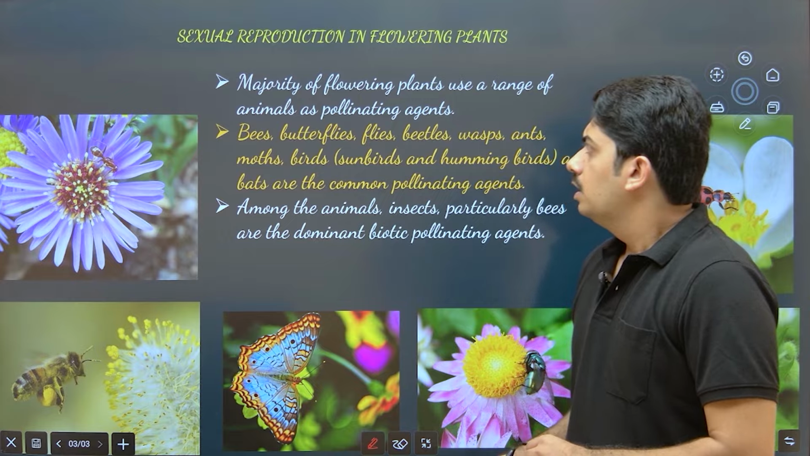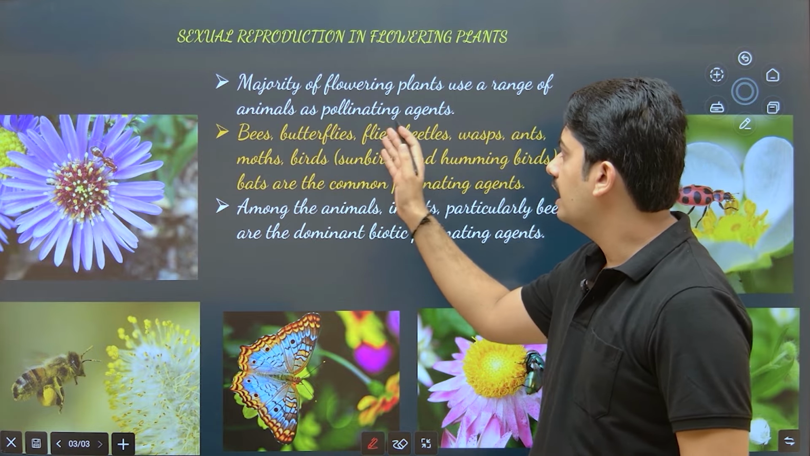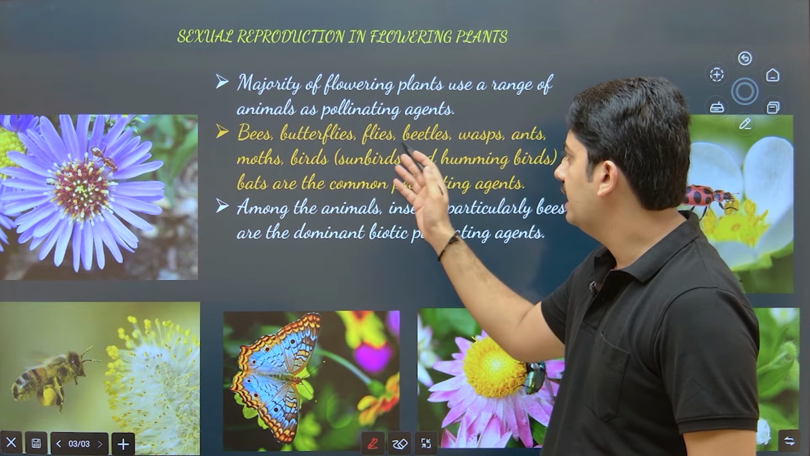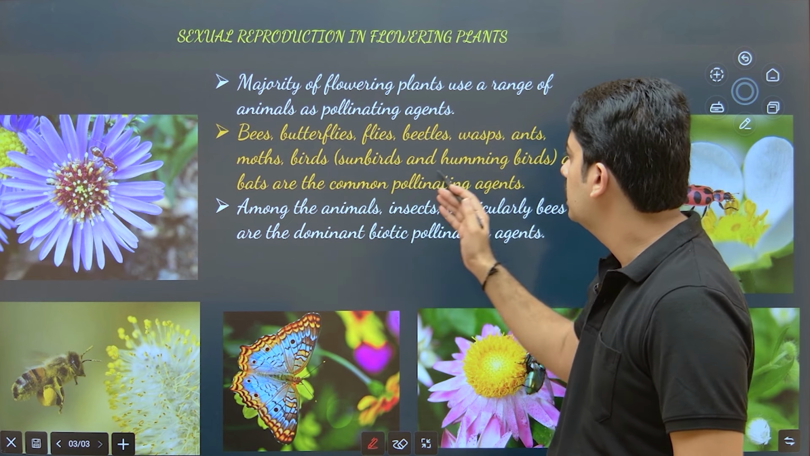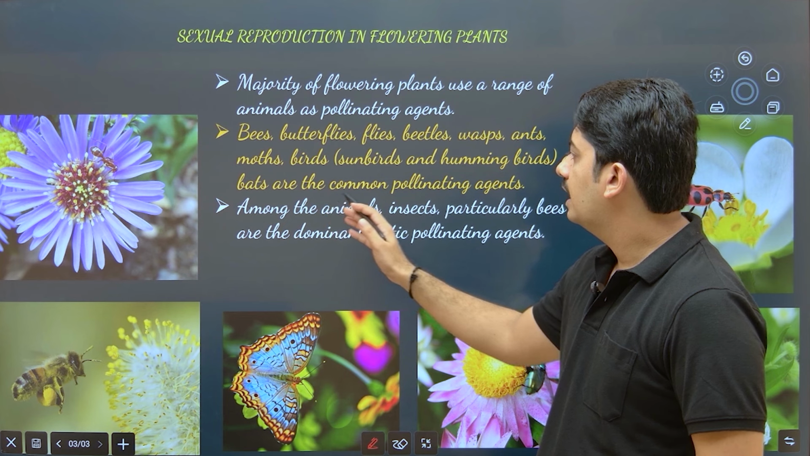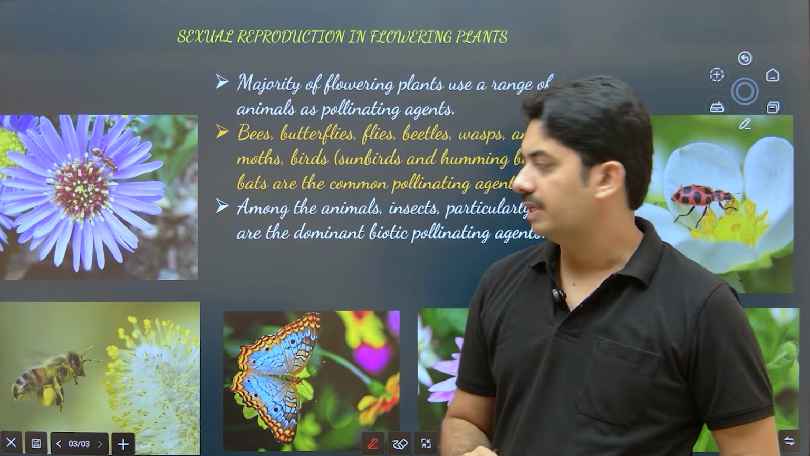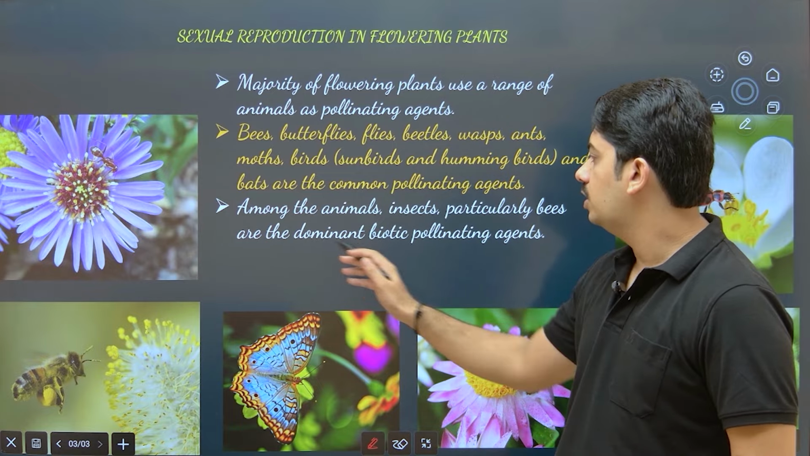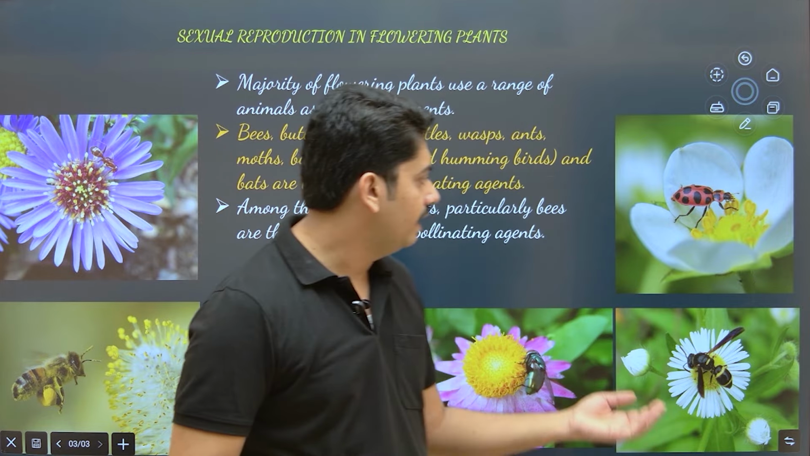So the majority of flowering plants use a range of animals as pollinating agents. Among them, bees, butterflies, flies, beetles, wasps, ants, moths, birds, especially sunbirds and hummingbirds, and bats are common pollinating agents. In the next slide, I will show you other pictures also. Among the animals, insects, particularly bees, are the dominant biotic pollinating agents. So bees play a very important role.